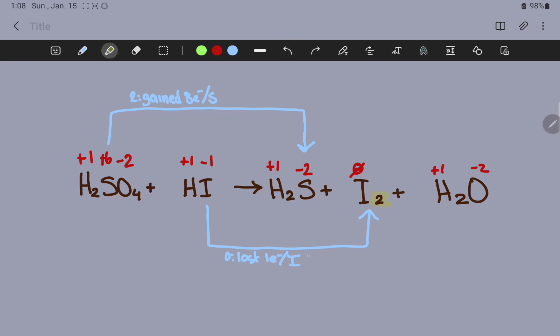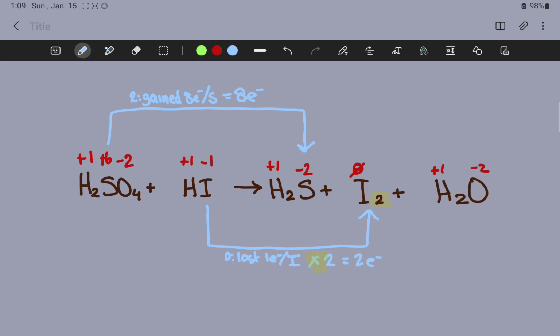So if there is a subscript, you're going to take that into account and you're going to go ahead and multiply it. So you're going to multiply it by 2, giving you 2 electrons. And from there, you have to make sure that the electrons on the top equal the electrons of the other reaction as well, so they're the same. So if this one gained 8 electrons, the other one should lose 8 electrons. So at the bottom you're only losing 2.